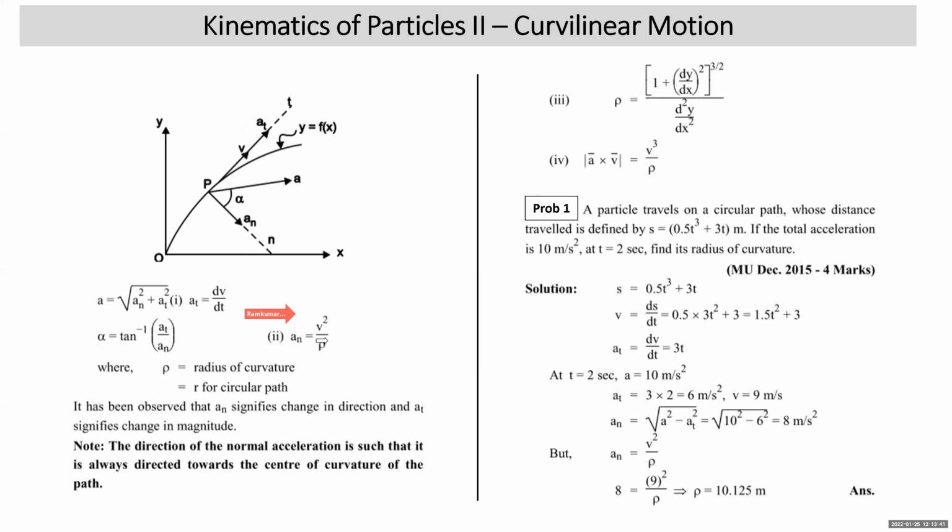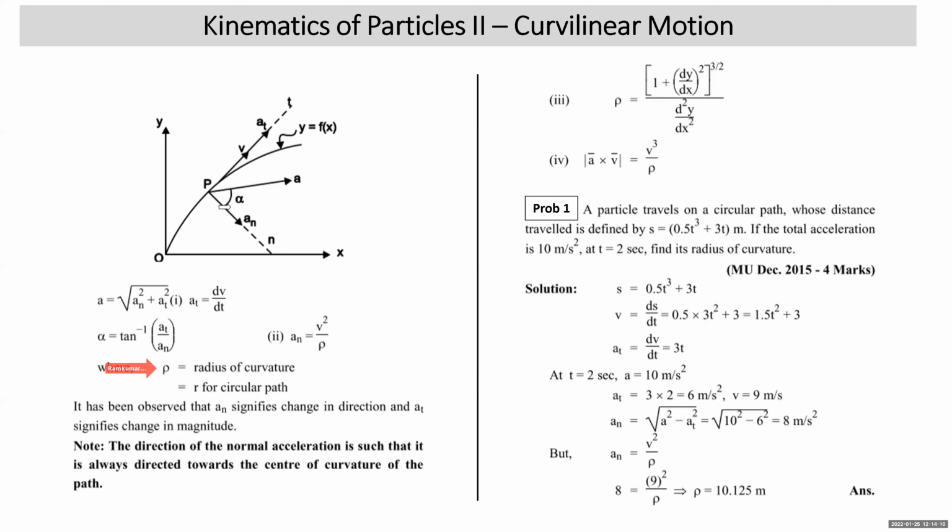Here an is v square upon rho. We don't write it r, we write it here rho. Rho is the radius of curvature, and if it is a circular path, I can use r also. But many times in our problems, we have a parabolic path, we have an elliptical path. So that's why, instead of using the notation r for radius of curvature, we prefer to use rho in this chapter.